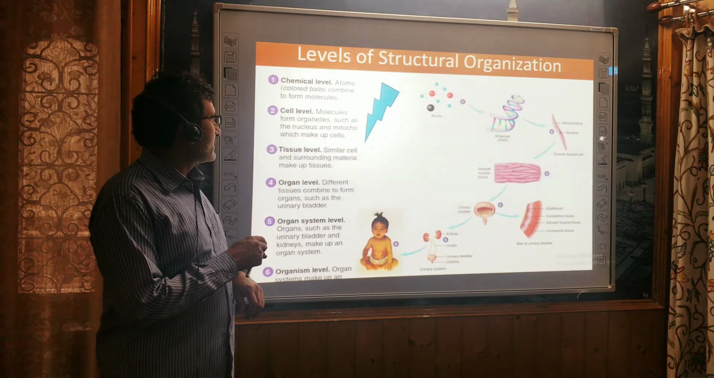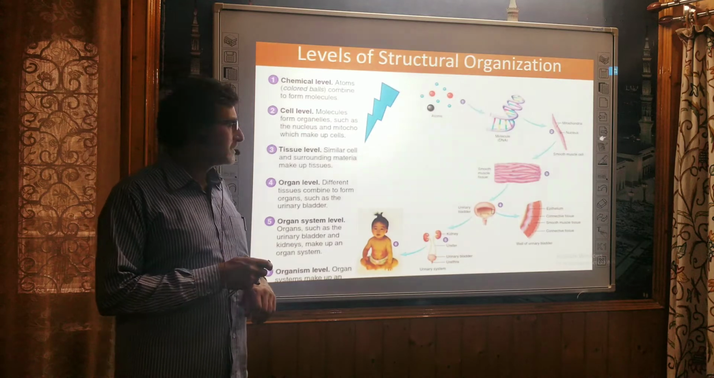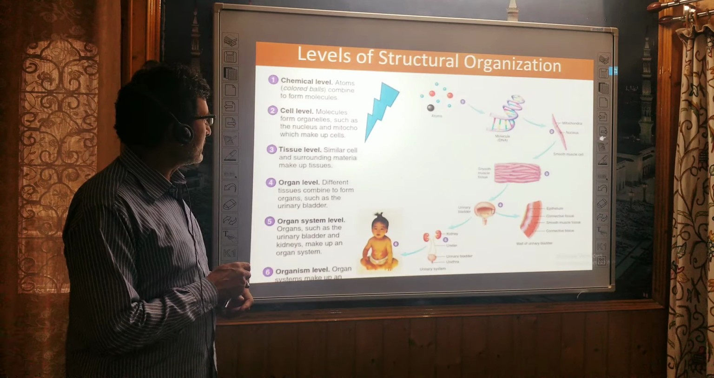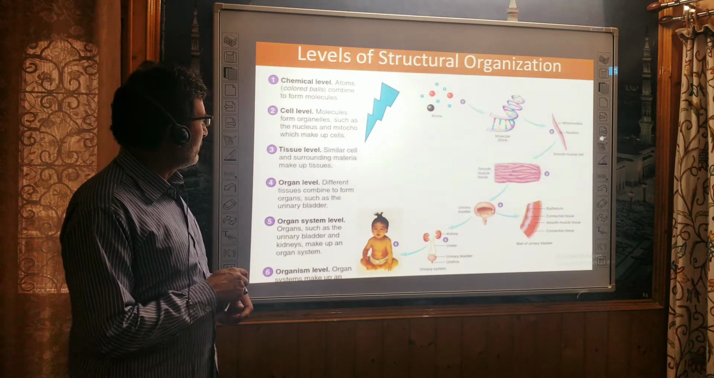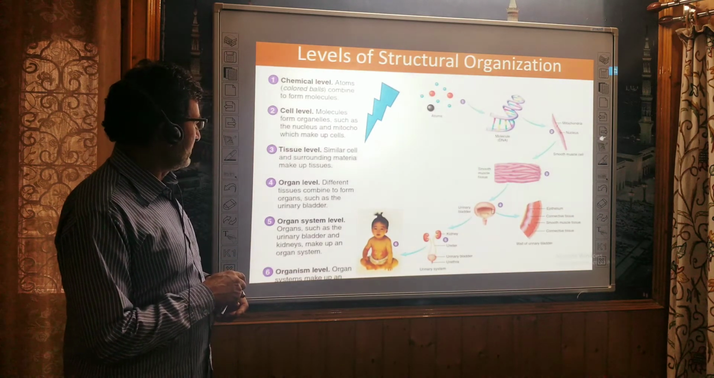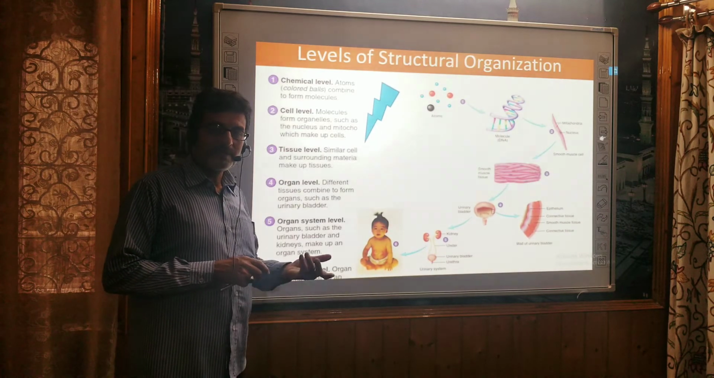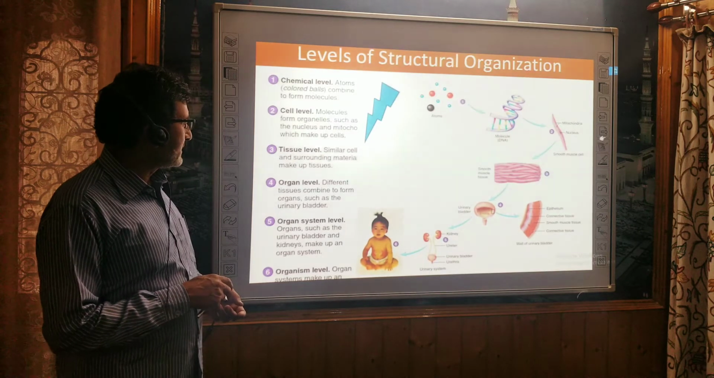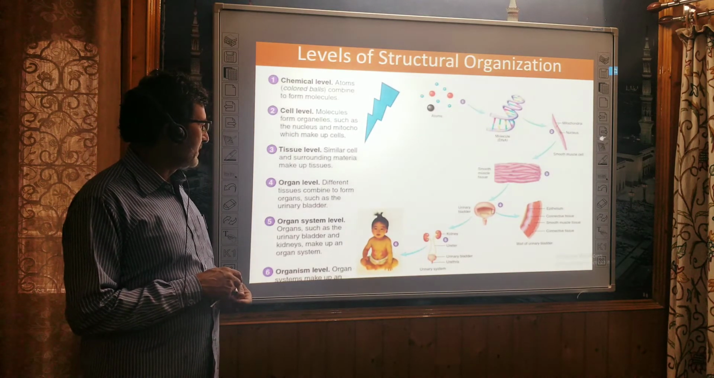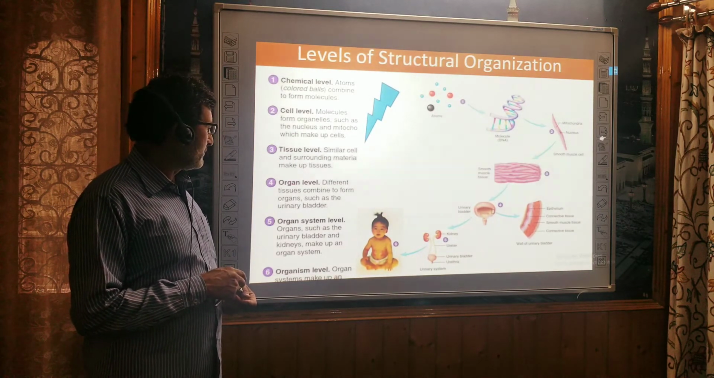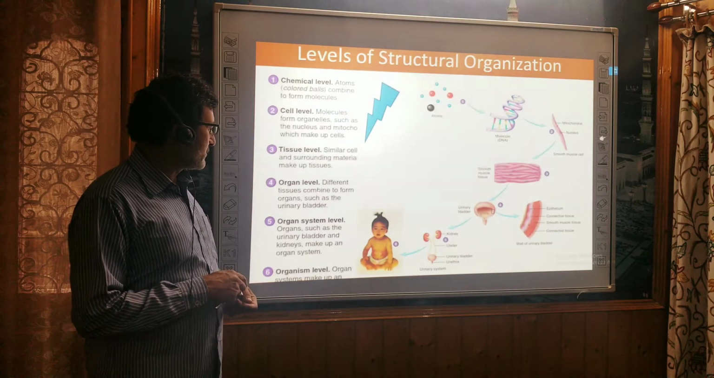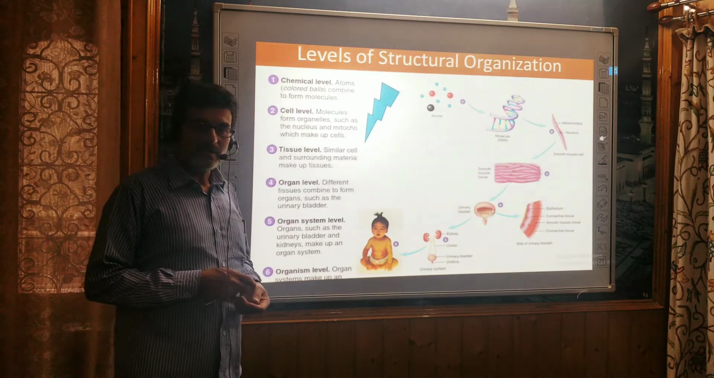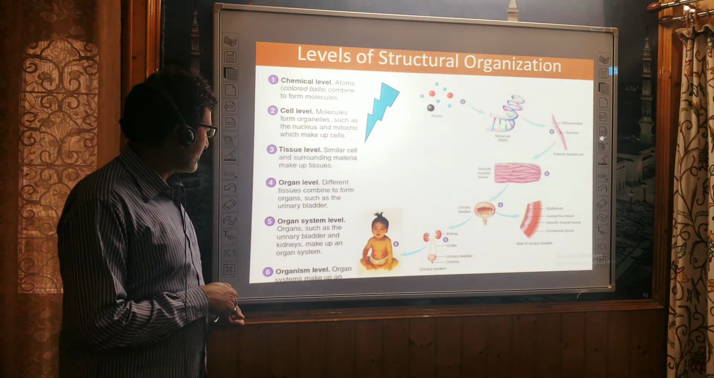When all these cells combine, for example stomach cell, liver cell, kidney cell, heart cell, nerve cell, they combine to form tissue. Tissue means a group of cells performing their own specific function. Tissue level: similar cells and surrounding material make up tissues. Tissues combine to form organs. Different tissues combine to form organs such as the urinary bladder, kidney, heart, lungs, etc.